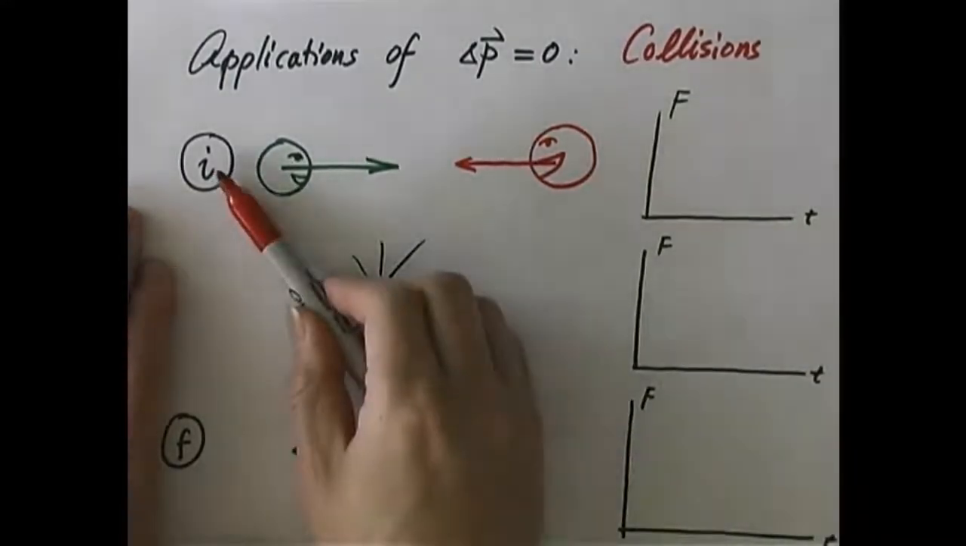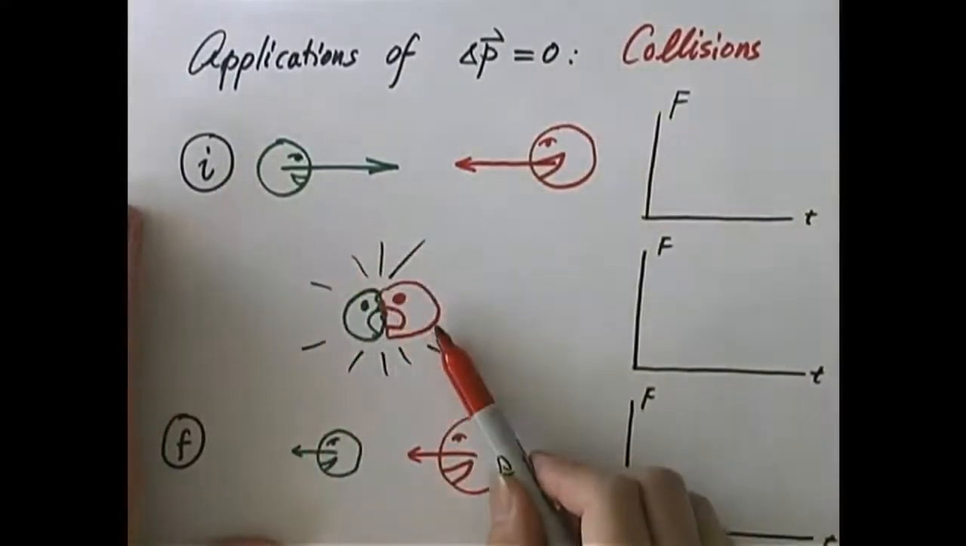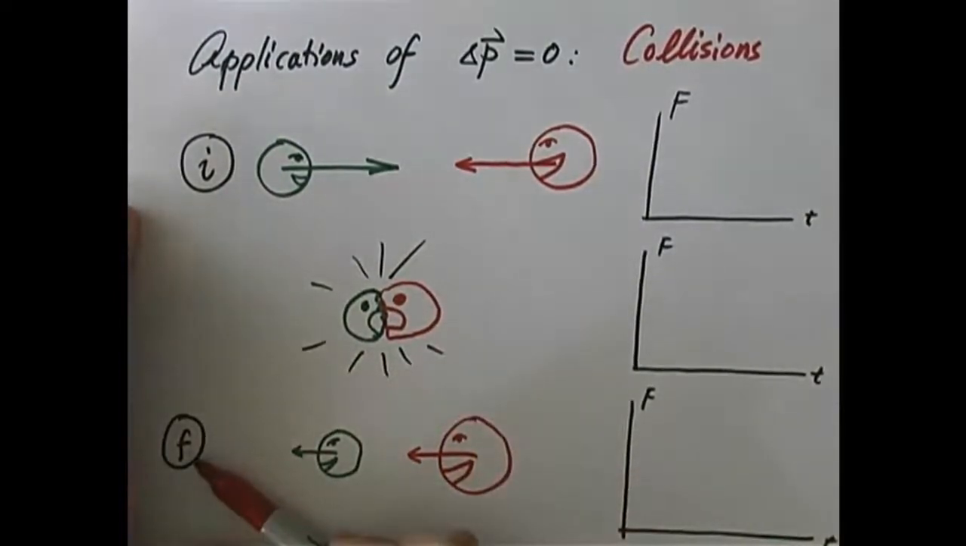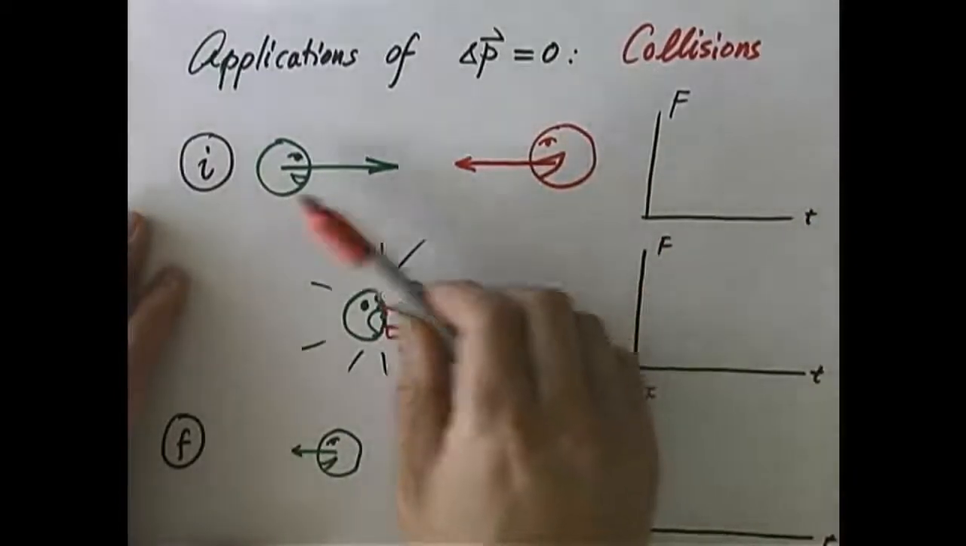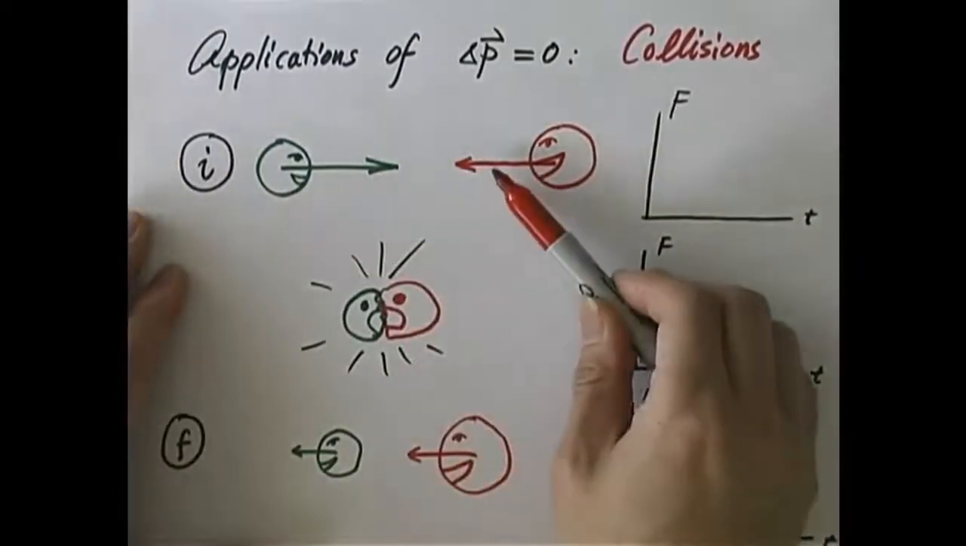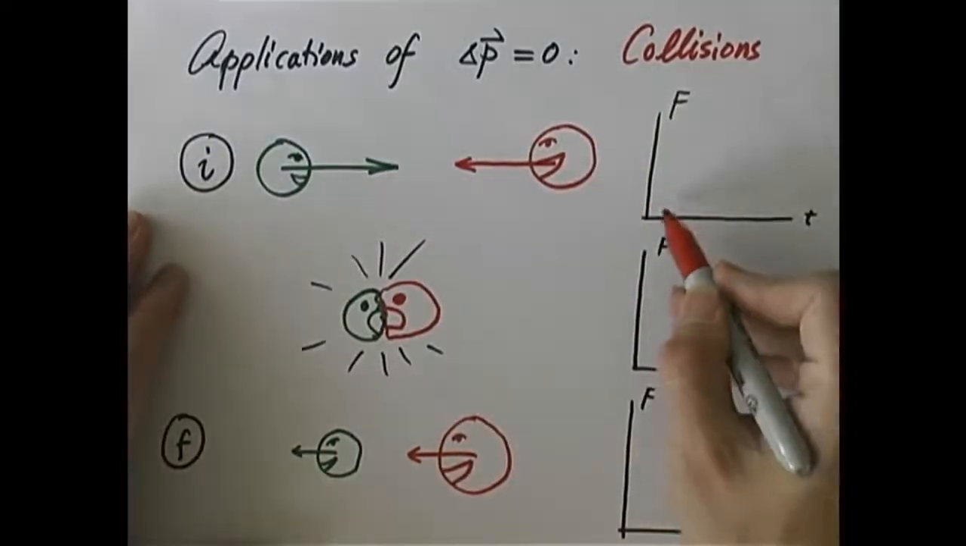So this is I, before the impact, initial, this is during the impact, and here's F, the final state, after the impact. Let's look at the force between them. Before the collision, they don't touch each other, the force is 0.